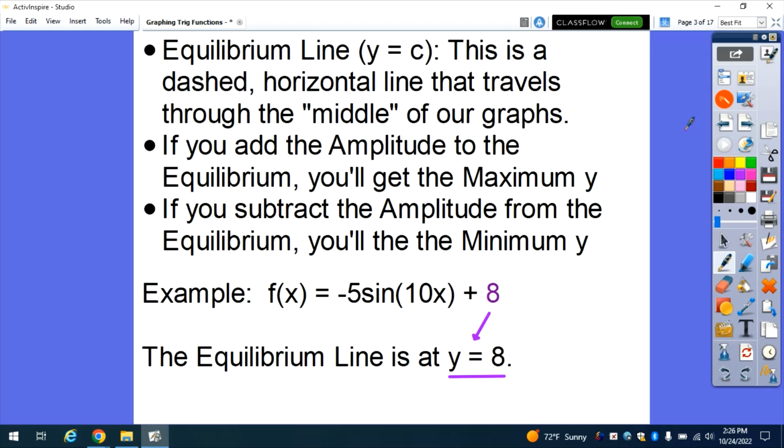Now you know where the equilibrium line is because it's always equal to the constant number that's at the end. So see, at the end of this sine function here, we've got a plus 8. What that means is that our equilibrium line is at y equals 8. If this was a minus 7, it would be y equals negative 7. If there was nothing here, our equilibrium line would be at y equals 0.